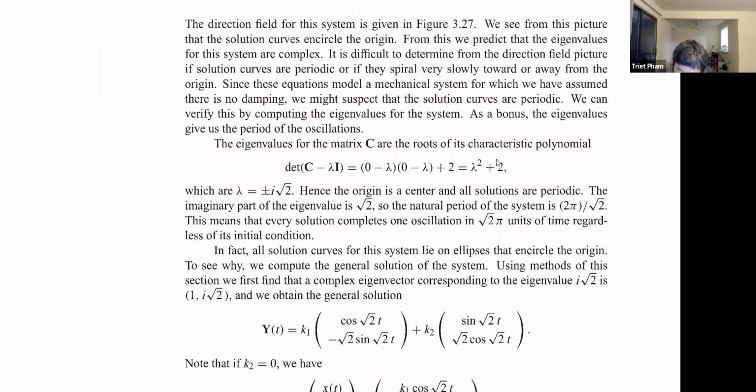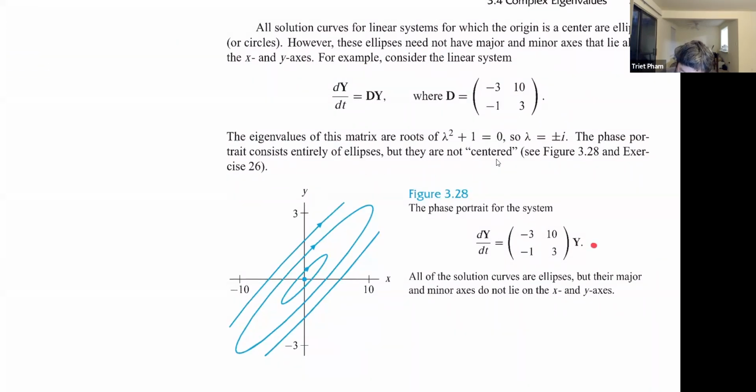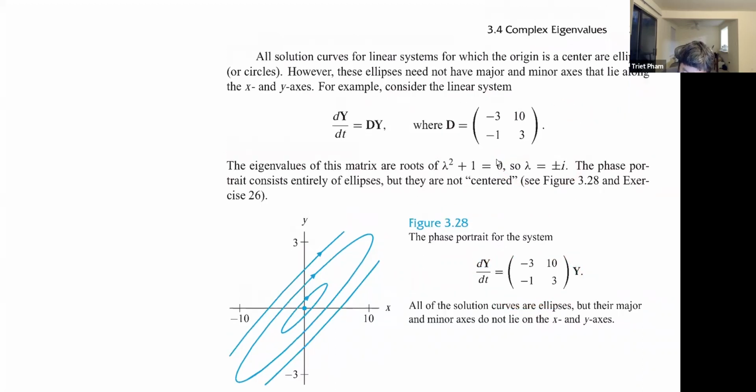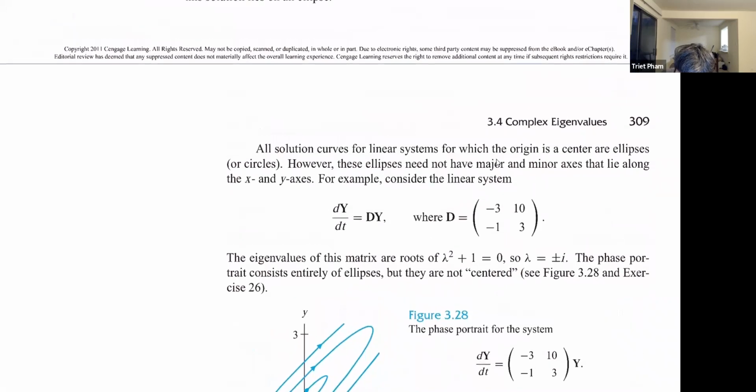But here, this system is what I want to refer to. So here you see lambda is plus or minus i, so the real part a is equal to 0. But you see, there's a tilt. There's a tilt from the eigenvector. Did I produce the eigenvector here?